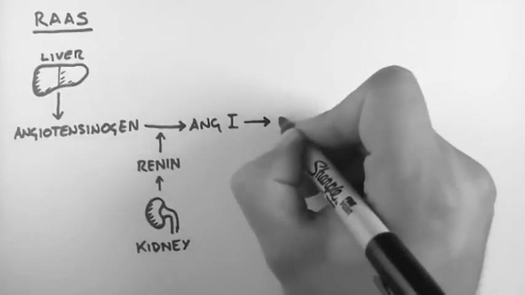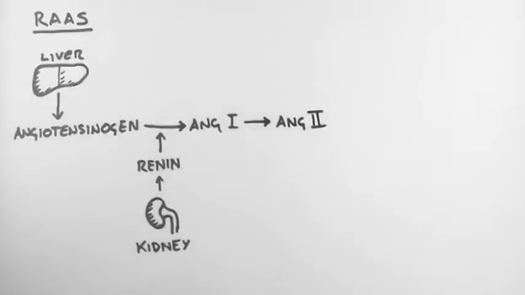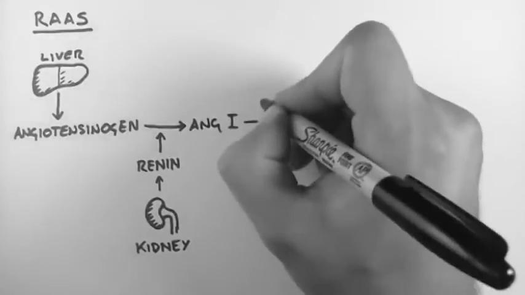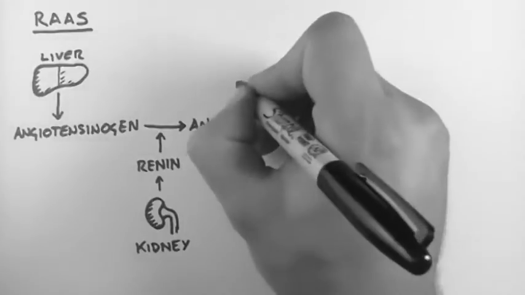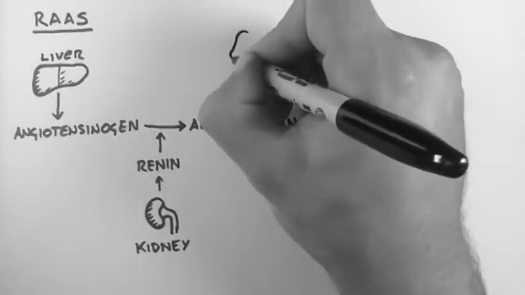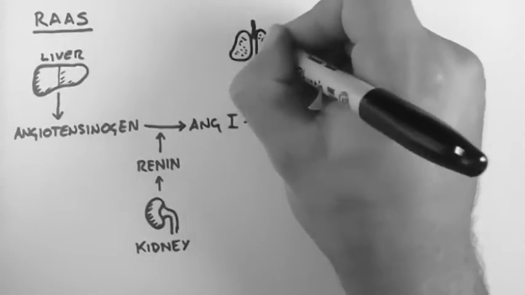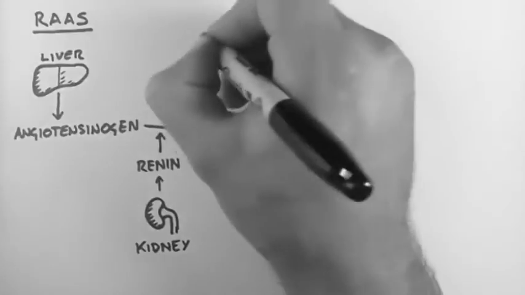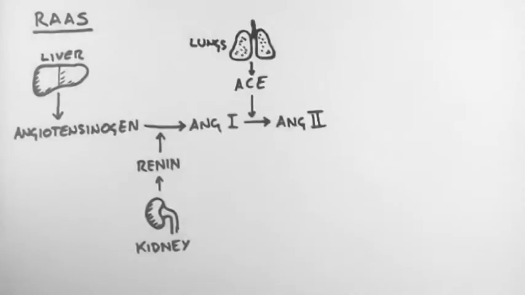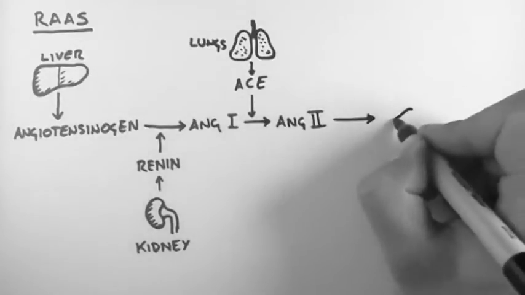Now, angiotensin 1 gets converted to angiotensin 2. And this happens by an enzyme called angiotensin converting enzyme. Now, these angiotensins are floating around in the blood. So it's when they pass through the lungs that they meet ACE, which lives in the lung. And that's when angiotensin 1 gets converted to angiotensin 2.